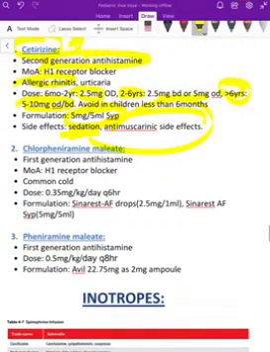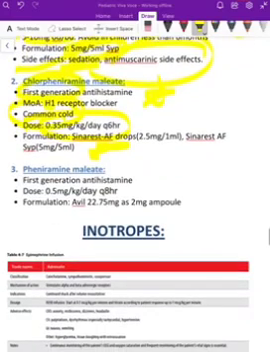Chlorpheniramine maleate, CPM, this is one more important drug that can be kept. It is one of the first generation antihistamines, so it has more sedative effect. Mechanism remains the same, usually used in treatment of common cold, and this can be used in smaller children as well. Fine. So dosage is 0.35 mg per kg per day, Q6-8H. How is it available? As Synarest AF drops, 2.5 mg per ml or 5 mg per 5 ml.